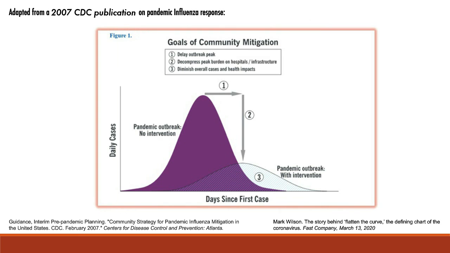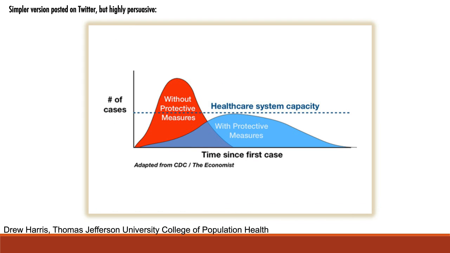That graphic was actually adapted from a 2007 CDC publication in which the CDC was planning for just the kind of pandemic outbreak that we now find ourselves in. But the version of the graphic that you've probably seen is this simpler version that was created by Drew Harris, a professor at Thomas Jefferson University.